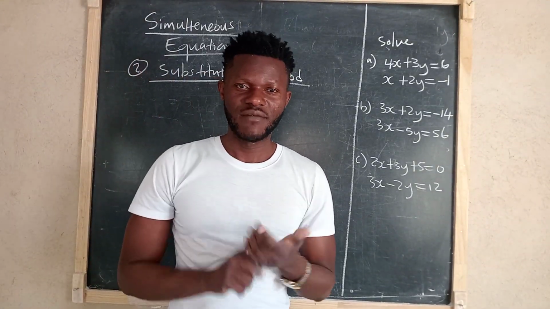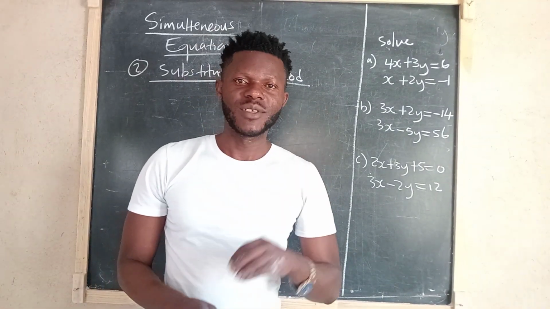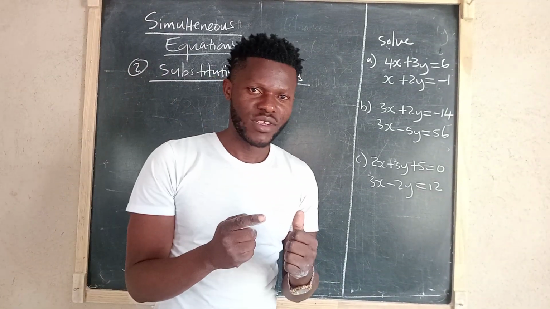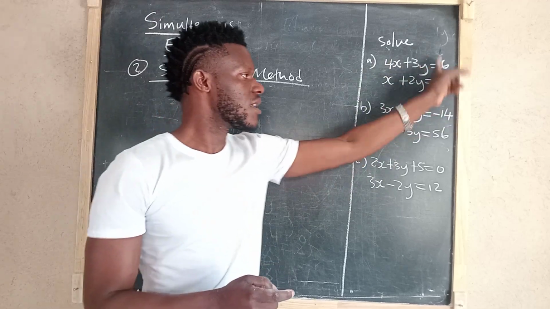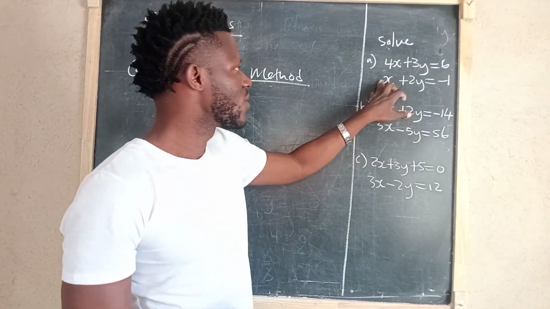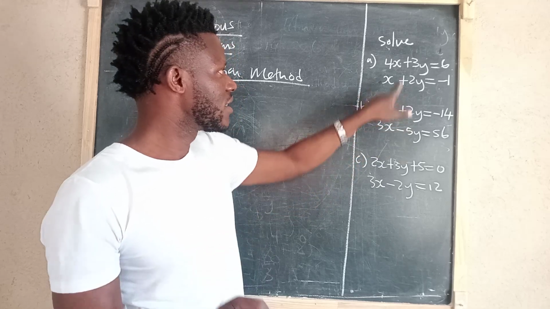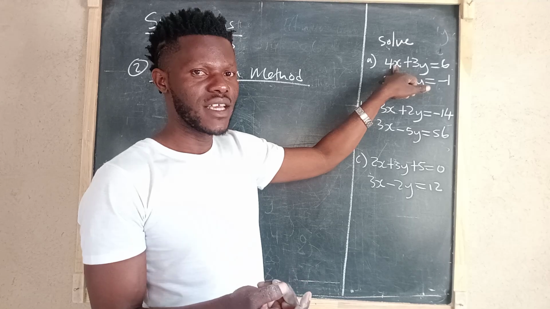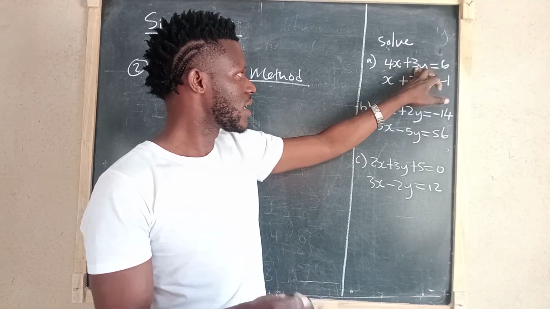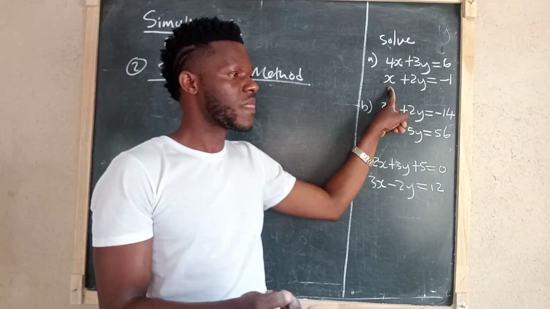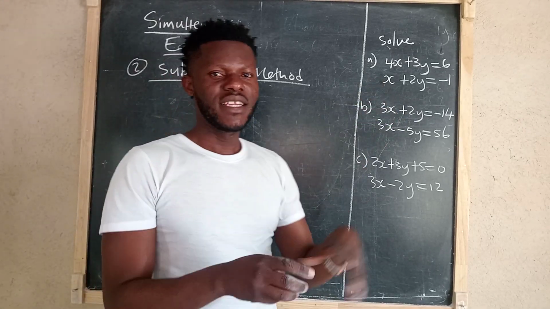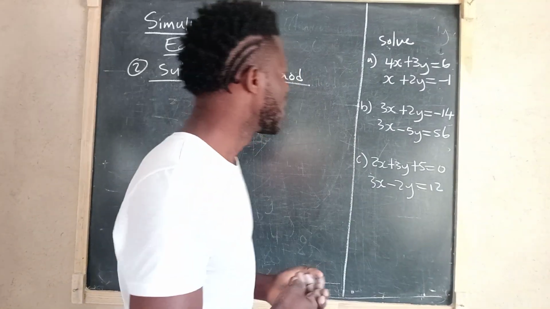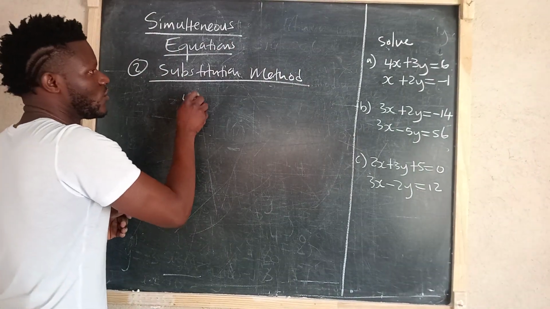This method has one disadvantage. It is sometimes not applicable fully. We can only efficiently use the method if among the coefficients we have one of the terms with coefficient 1. For instance, if you check this equation, 4x plus 3y equals 6, the coefficient of x here is 4, the coefficient of y is 3, and in this equation number 2, x has coefficient 1. In such a situation, it will be very easy to use substitution method. Let's go and check how we do that.